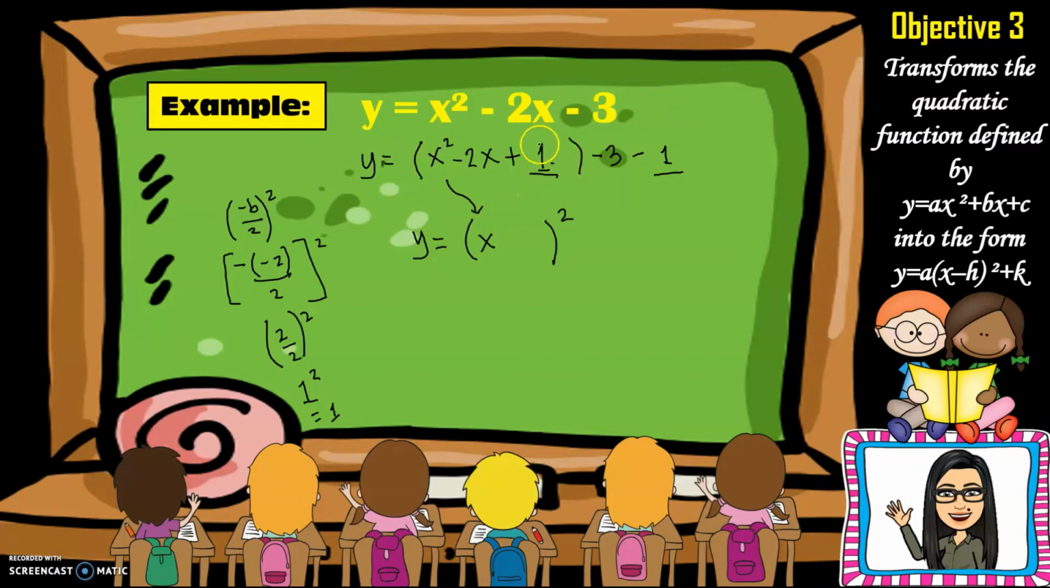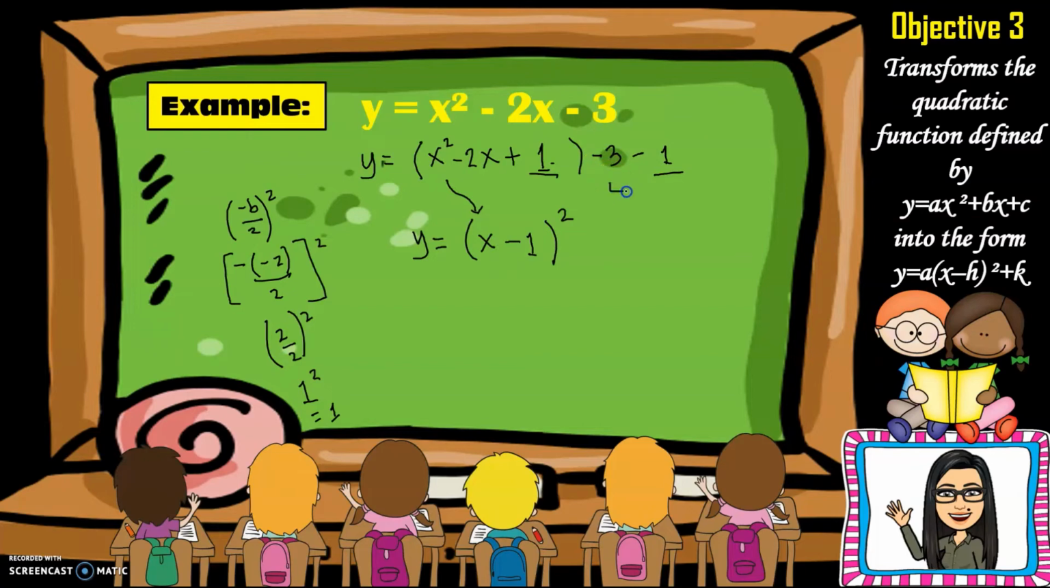And get the square root of the last term. So, square root of 1 is 1. So, what will be the sign? It depends on the sign of our middle term. Since our middle term is negative, that will be the sign of our square of a binomial. Nakuha? And then, we just simplify the term outside.